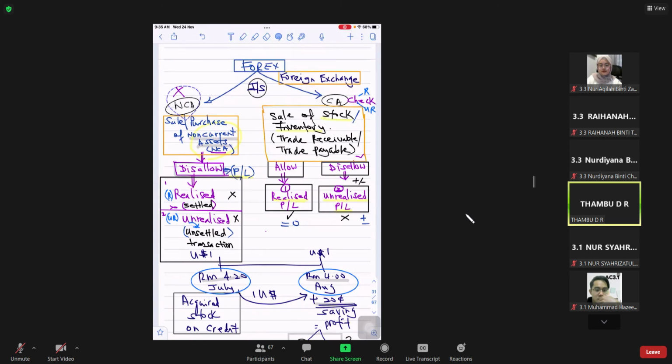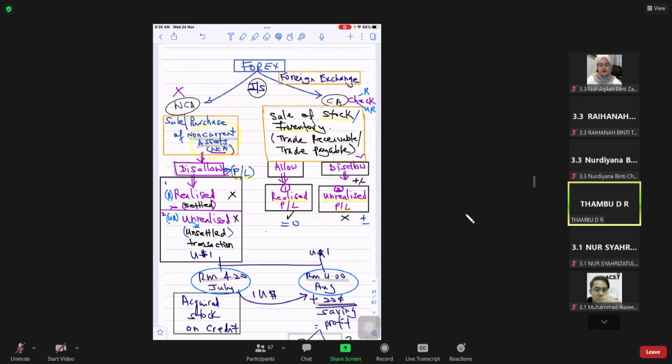Now, if you look at this one, non-current asset, sale or purchase of non-current asset, whether you make profit or loss, whether it is realized or unrealized, we will disallow. What is disallow? Profit you add, I minus. Loss you minus, I add. I do the opposite. That's it, finish.